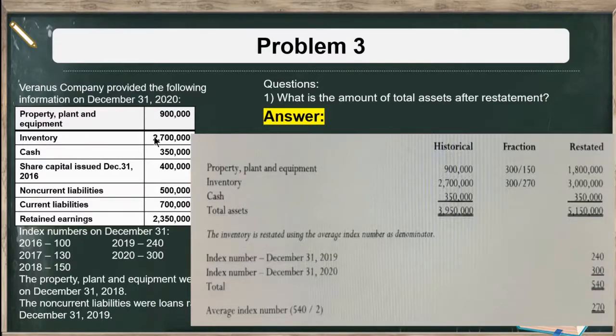Next, for the inventory. Since we do not know the exact date this inventory was purchased, we're going to use the average index number as the denominator. We follow the same formula, historical cost times the current price index over the historical price index, but instead of the historical price index, we use the average index number. How do we get it? We take the index number for the current year, which is 300, and the price index at the beginning of the year, which is 240. Sum it up and divide by 2, so the answer is 270. So 2,700,000 times 300 divided by 270 is 3 million. So the restated amount of total assets is 5,150,000.